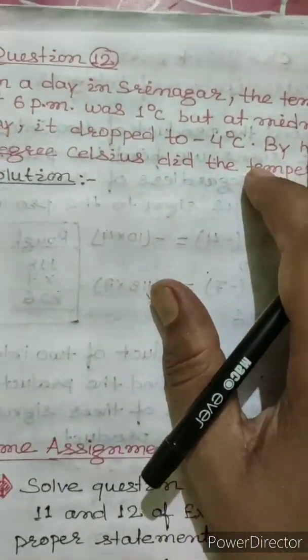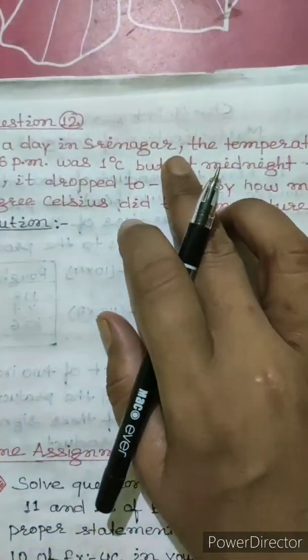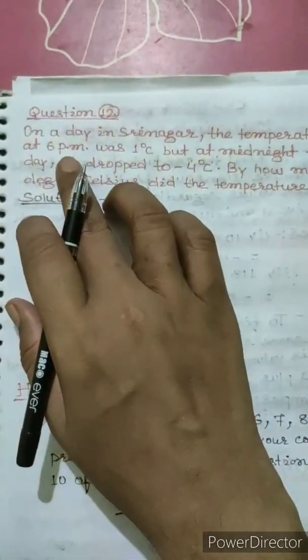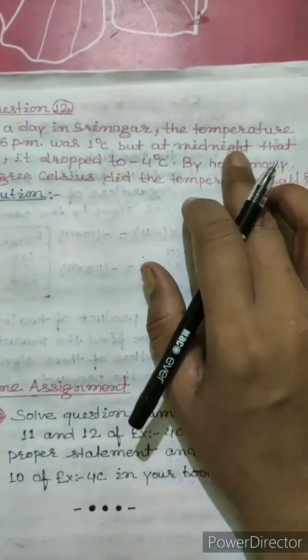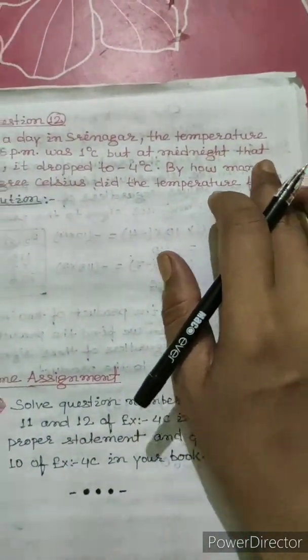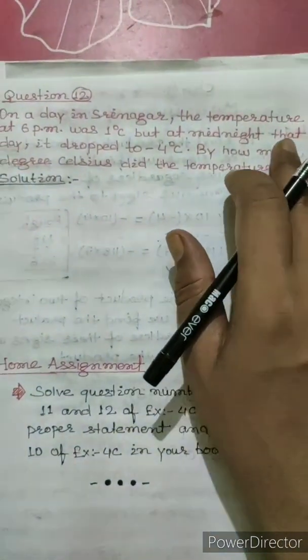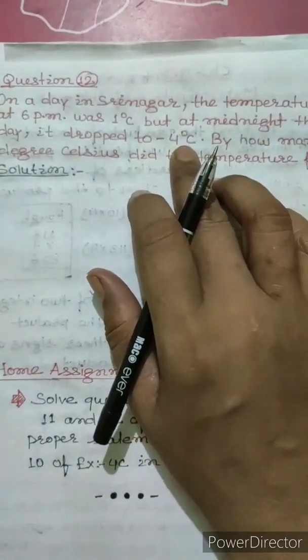One more question left. Question number 12 is like this. On a day in Srinagar, the temperature at 6 p.m. was 1 degree Celsius, but at midnight that day it dropped to minus 4 degrees Celsius.